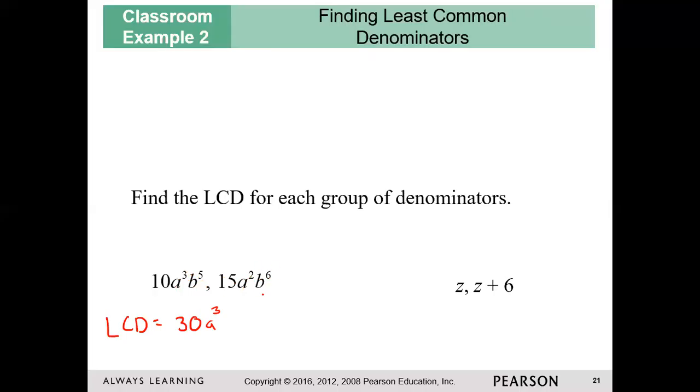Again, b to the sixth is showing up more times than b to the fifth. So b to the sixth is going to be the LCD. And that is it. That's your entire LCD.